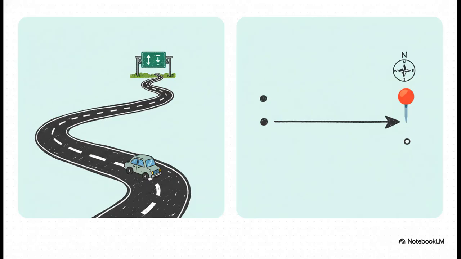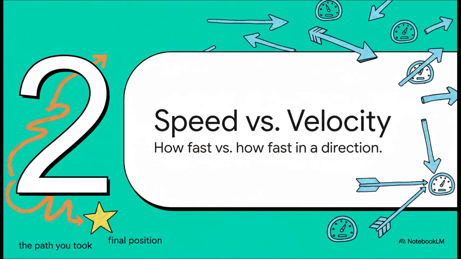So here's the key thing to remember. Distance is just a number. 150 kilometers. That's it. Physicists call that a scalar, but displacement is different. It's what they call a vector because it has both a number and a direction. So it's not just 100 kilometers, it's 100 kilometers north. That little difference is absolutely crucial for everything that comes next. And this whole idea of a simple number versus a number with a direction, it applies perfectly to our next set of concepts. Now that we know the difference between the path you took and where you ended up, let's talk about how fast you were going.